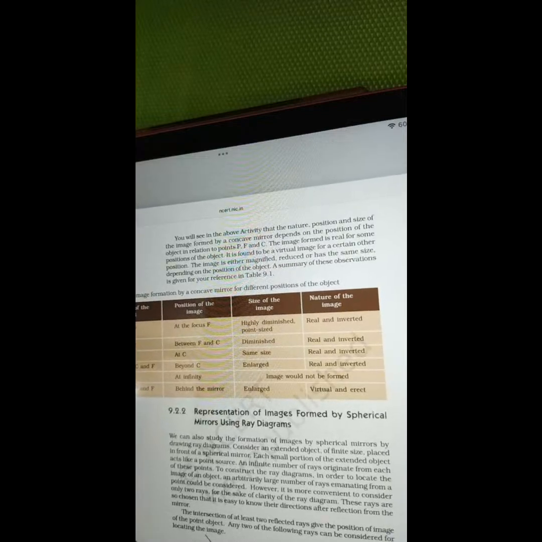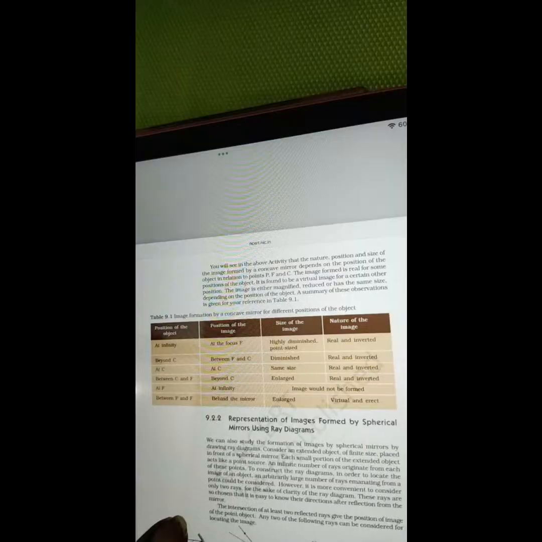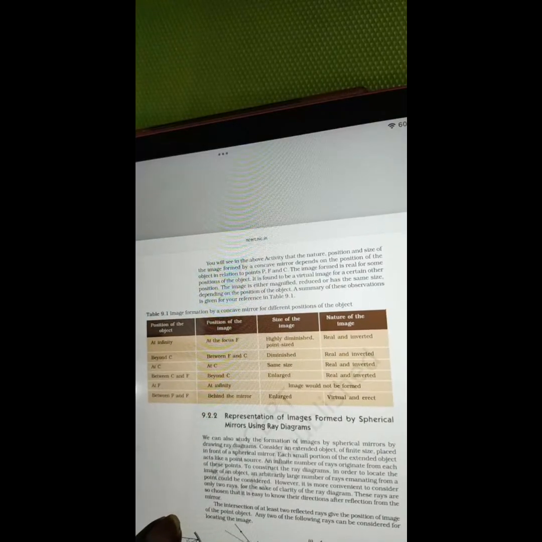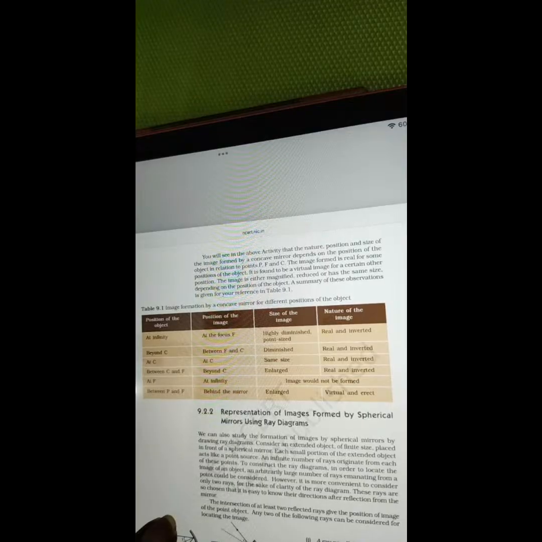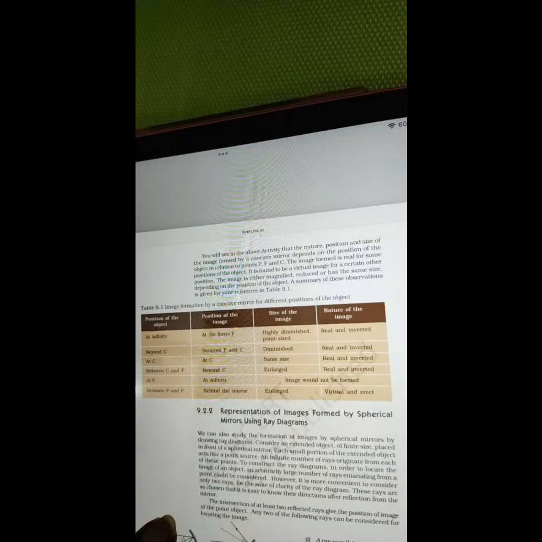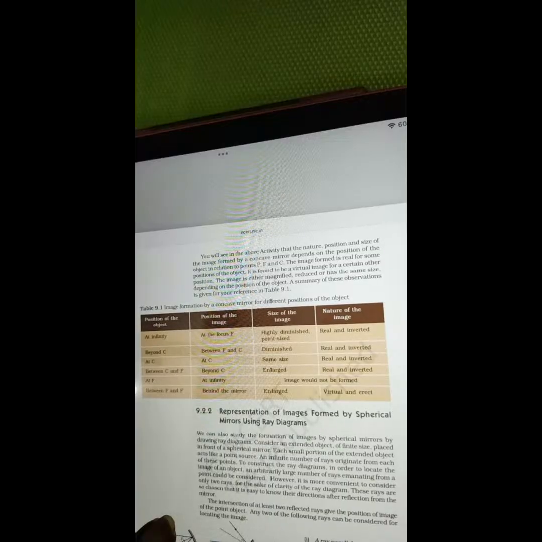So, table 9.1 is very important and you should learn it so that you are able to solve all the numericals. If you place your object at infinity, then the image will be formed at the focus F. The size of the image will be highly diminished. It will be point size and the image will be real and inverted.